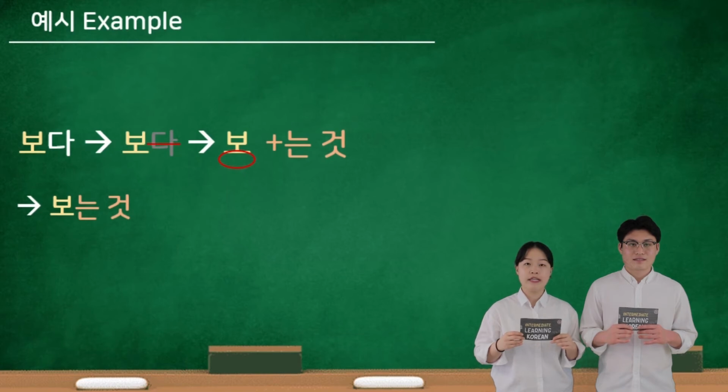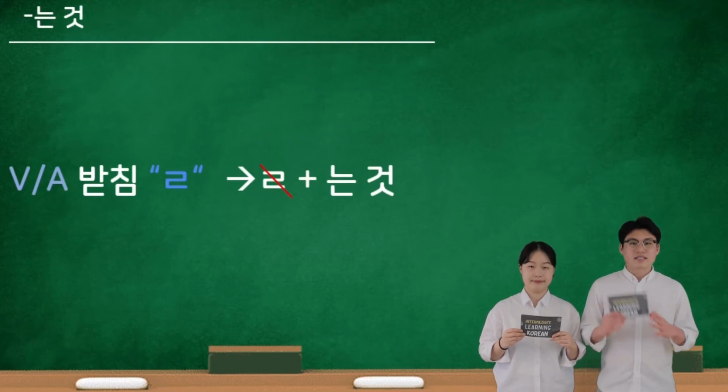Also, 는 것 is used even if there is no final consonant in the stem of the verb. For example, if you look at the verb 보다, there is no final consonant, right? After that, 는 것 is used. Then it becomes 보는 것. Can you see the same form with or without a final consonant in the stem of a verb? Yeah, it's really like that.